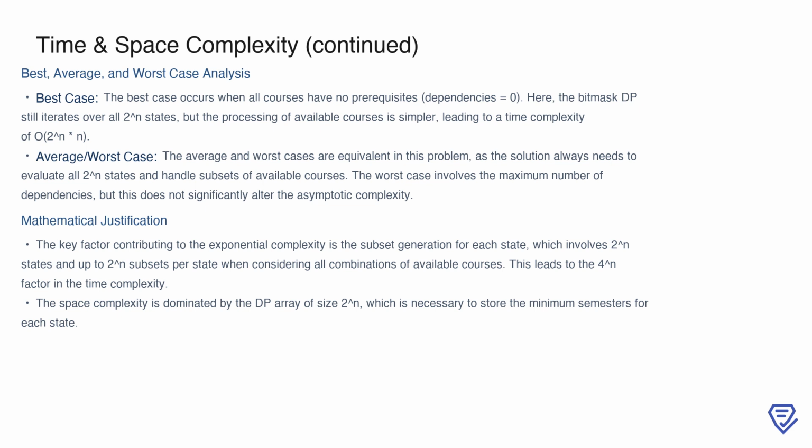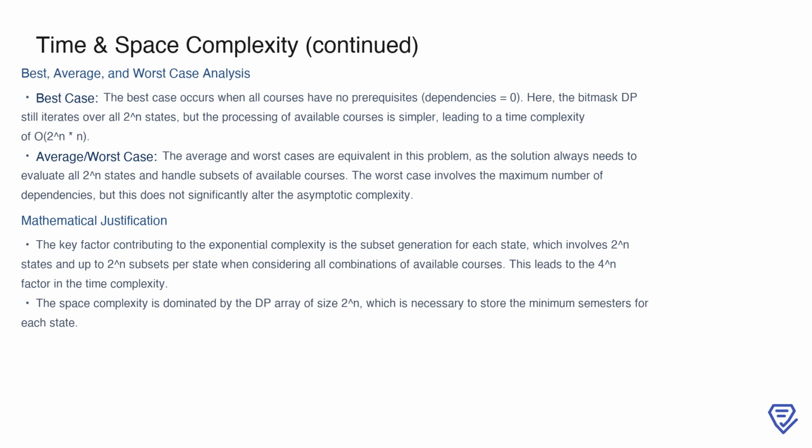To better understand the performance of the solution, we can analyze the best, average, and worst-case scenarios. In the best case, where there are no prerequisites for any course, the bitmask dp still iterates over all 2^n states. However, the absence of dependencies simplifies the processing of available courses, leading to a time complexity of 2^n * n.